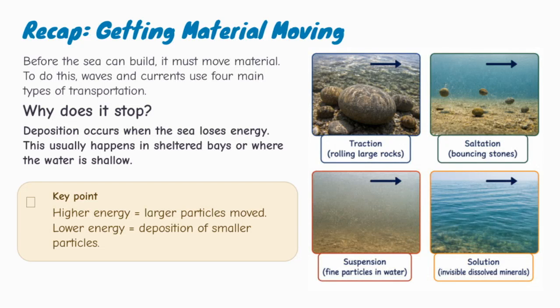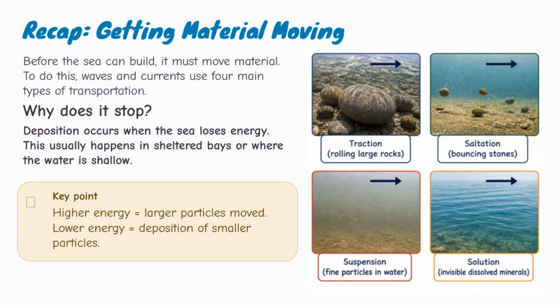In the last lesson, we looked at the 4 main methods of coastal transportation: traction, saltation, suspension, and solution. But today's key question is, why does transportation stop? Transportation stops when the sea loses energy. This often happens in sheltered bays, behind headlands, behind spits, or where water becomes shallow. When wave energy is high, the sea can move larger particles such as pebbles and boulders. When wave energy falls, the sea can no longer carry its load, so material is deposited.